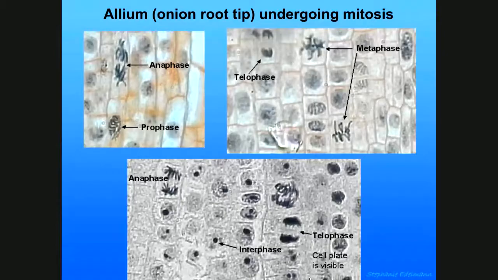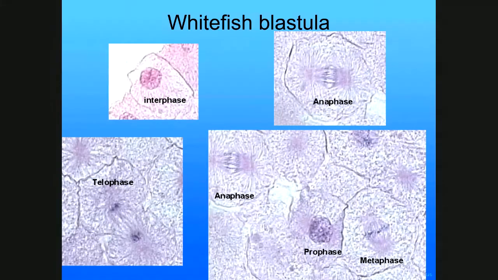So the next one we're going to look at is the whitefish blastula. In real life, this is much harder to see because they tend to be very, very faint. But basically, this is what an interphase looks like. The anaphase, there are the chromosomes that are being pulled apart. Here's another anaphase. Here's a metaphase where the chromosomes are in the middle. Prophase, where you see more pronounced chromosomes. And this one's a telophase because you see this invagination, this cleavage furrow right here.